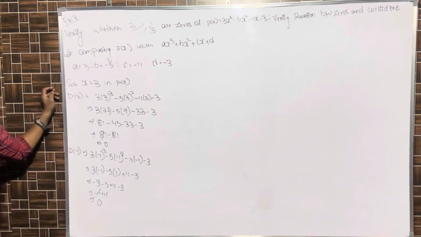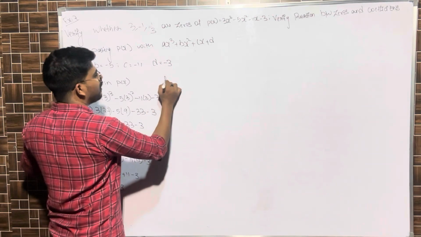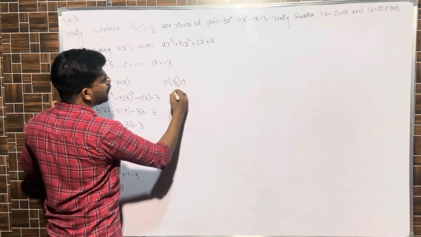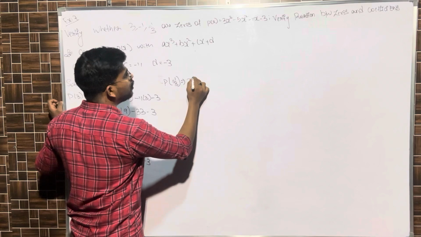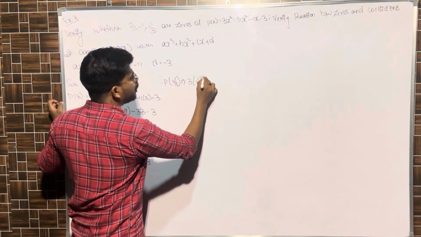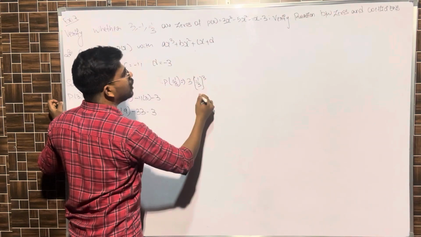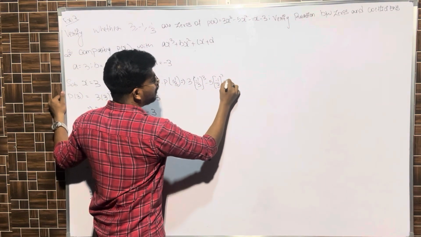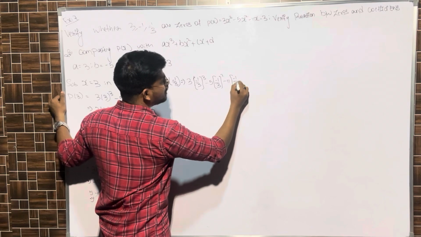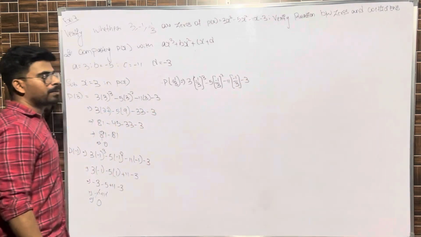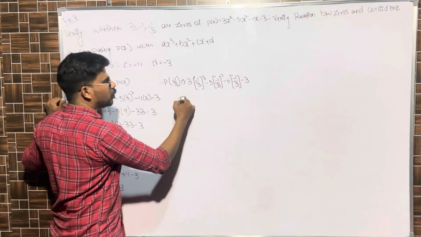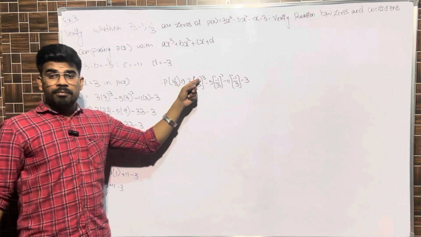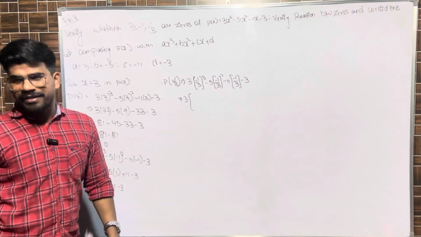Next, this one right here will trouble you. P of minus 1 by 3. Minus 1 by 3 means 3 into minus 1 by 3 whole cube, minus 5 into minus 1 by 3 whole square, minus 11 into minus 1 by 3, and minus 3. First priority to the cubes and squares. Minus 1 by 3 whole cube is minus 1 by 27.